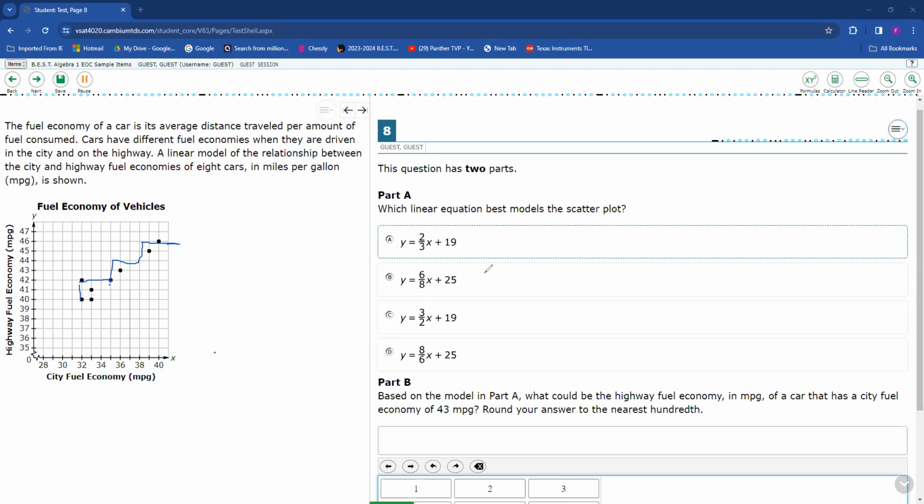6/8, they would have used 3/4. The other ones are improper fractions. That could be the case, but not in this case. It's not steep enough to be a number higher than 1. Okay, so it's not going to let me move without typing anything.